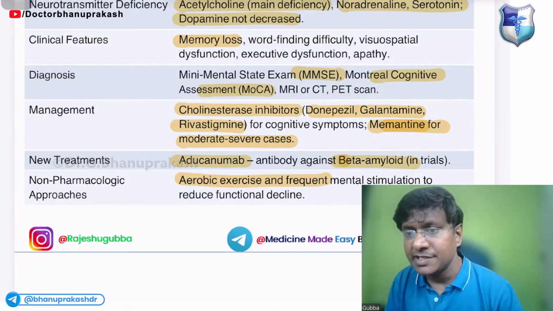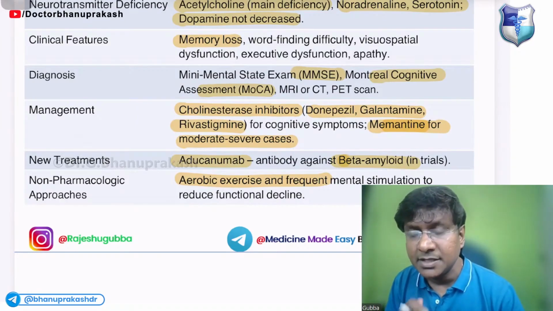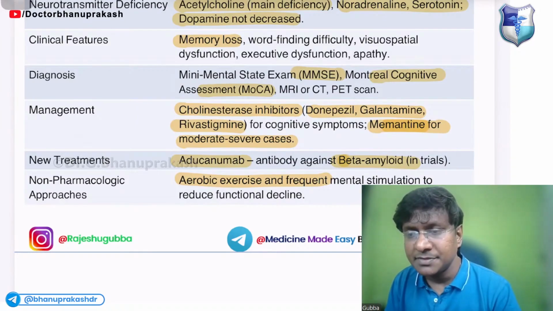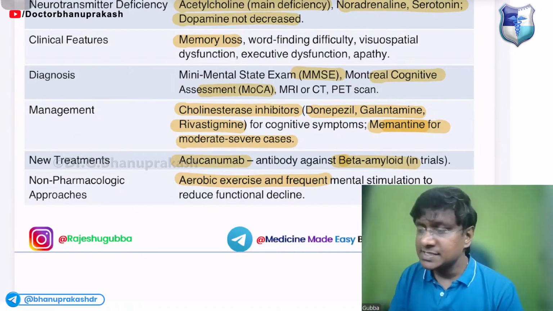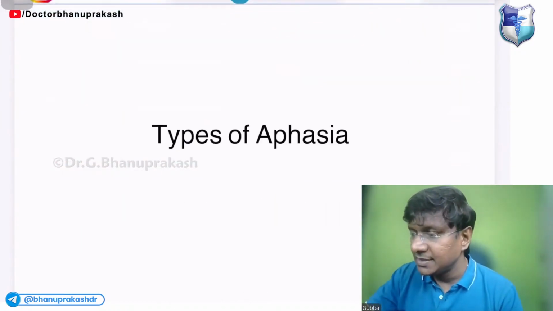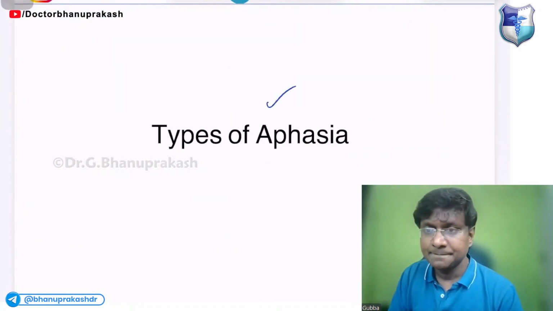Management: cholinesterase inhibitors like donepezil, galantamine, rivastigmine in mild cases for cognitive symptoms. In severe cases, we give memantine. New treatment is aducanumab, right? So this is about your Alzheimer's disease. The last topic that I will take up is aphasia.